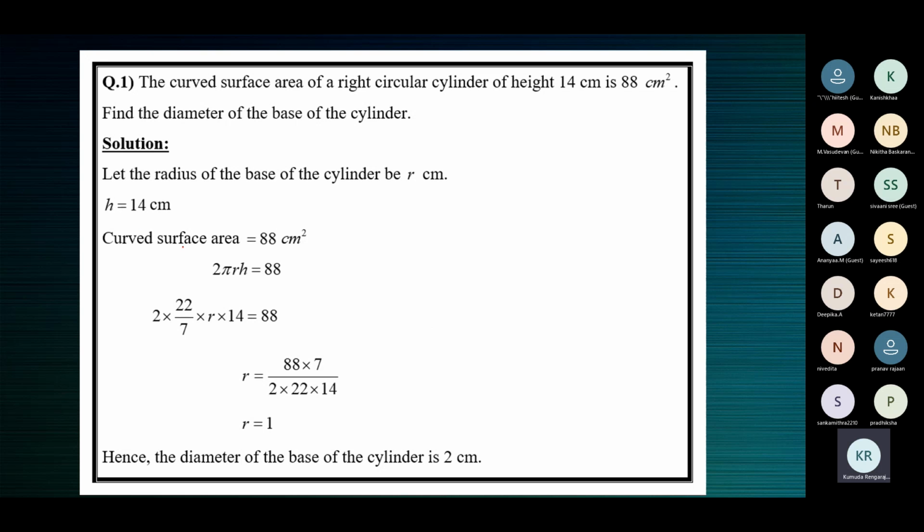So CSA is given. CSA is 88. CSA of a cylinder is given by the formula 2 pi RH. 2 pi RH is equal to 88. The value of pi is 22 by 7. So 2 into 22 by 7 into R, which is not known, into H, 14 given, is equal to 88. On solving this equation for R, we find R is 1 centimeter. So the diameter is double the radius, which is 2 centimeters.